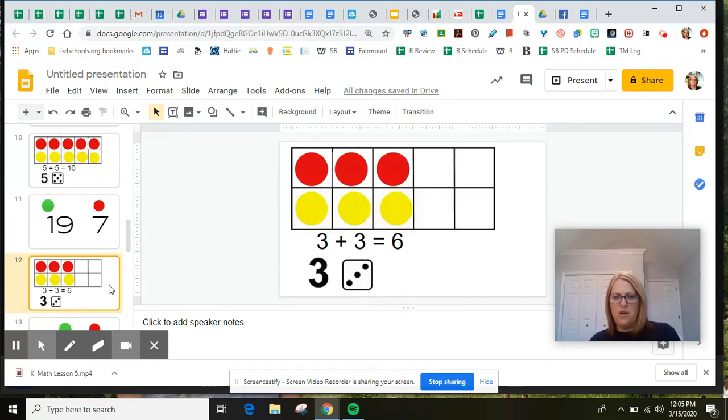Now, let's take a look at our 10 frame today. Take a minute to see what you notice. How many red dots do you see? How many yellow dots do you see? How do you see them in the 10 frame?